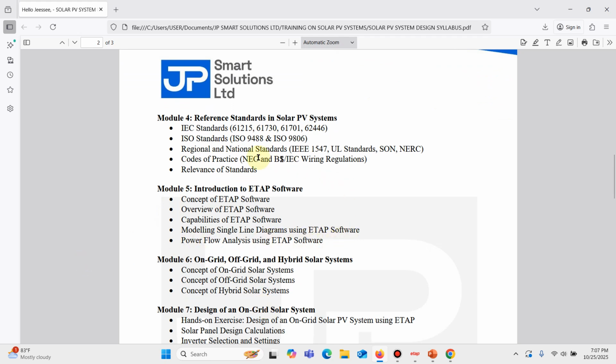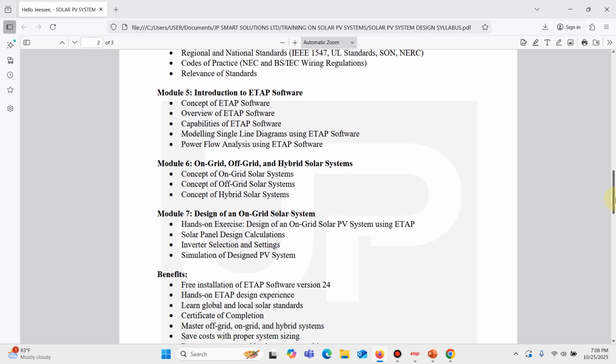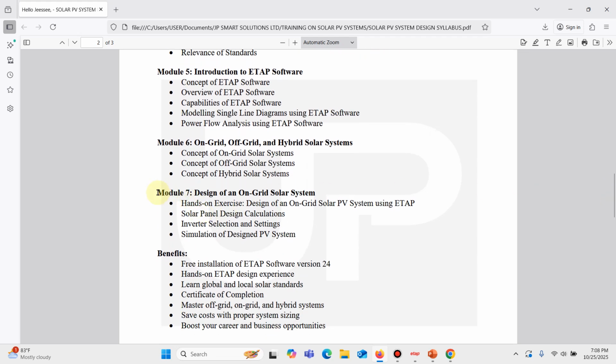So once we are done with this introduction of the software, we move on to module 6, which is the on-grid, off-grid, and hybrid solar systems. So we are going to talk about the concept of on-grid solar systems, the concept of off-grid, and the concept of hybrid solar systems. And with that existing knowledge, we can now move into module 7, the design of an on-grid solar system. So this is the main hands-on exercise we are going to be having.